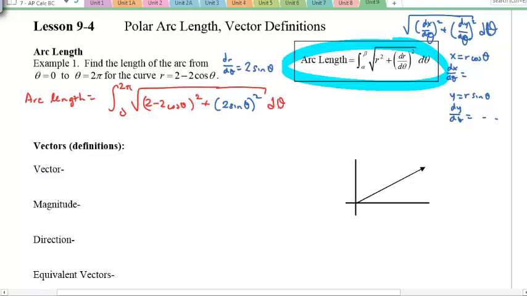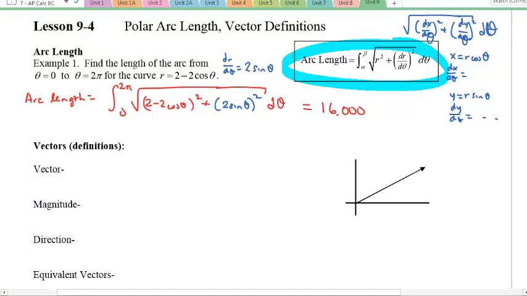And once again, you wouldn't do this algebraically. You just go to your calculator, you plug it in, and I'll let you try that, but I got the answer being 16. So, just a simple application of the formula. That's how you find arc length.